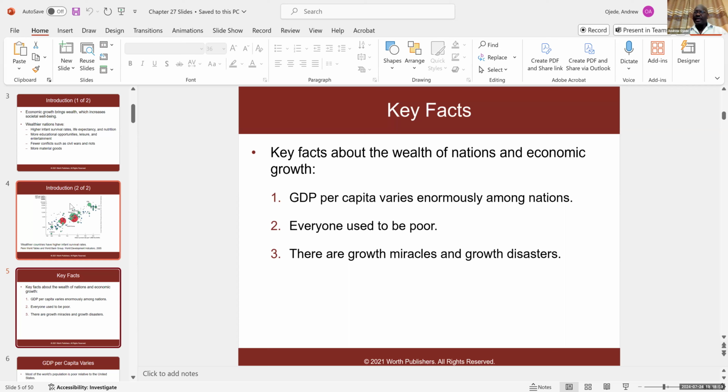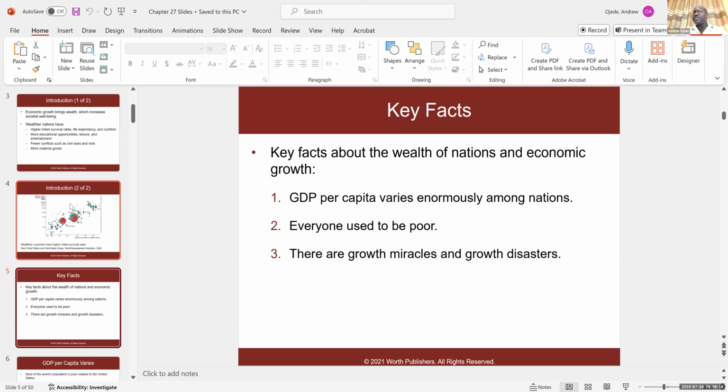So there are growth miracles and growth disasters. What do I mean by growth miracles? There are countries that have exploded in economic growth and attained a higher living standard in a short period of time. We call them growth miracles, like countries in Asia, like Taiwan, Singapore. Those are some of the growth miracles that we see today.